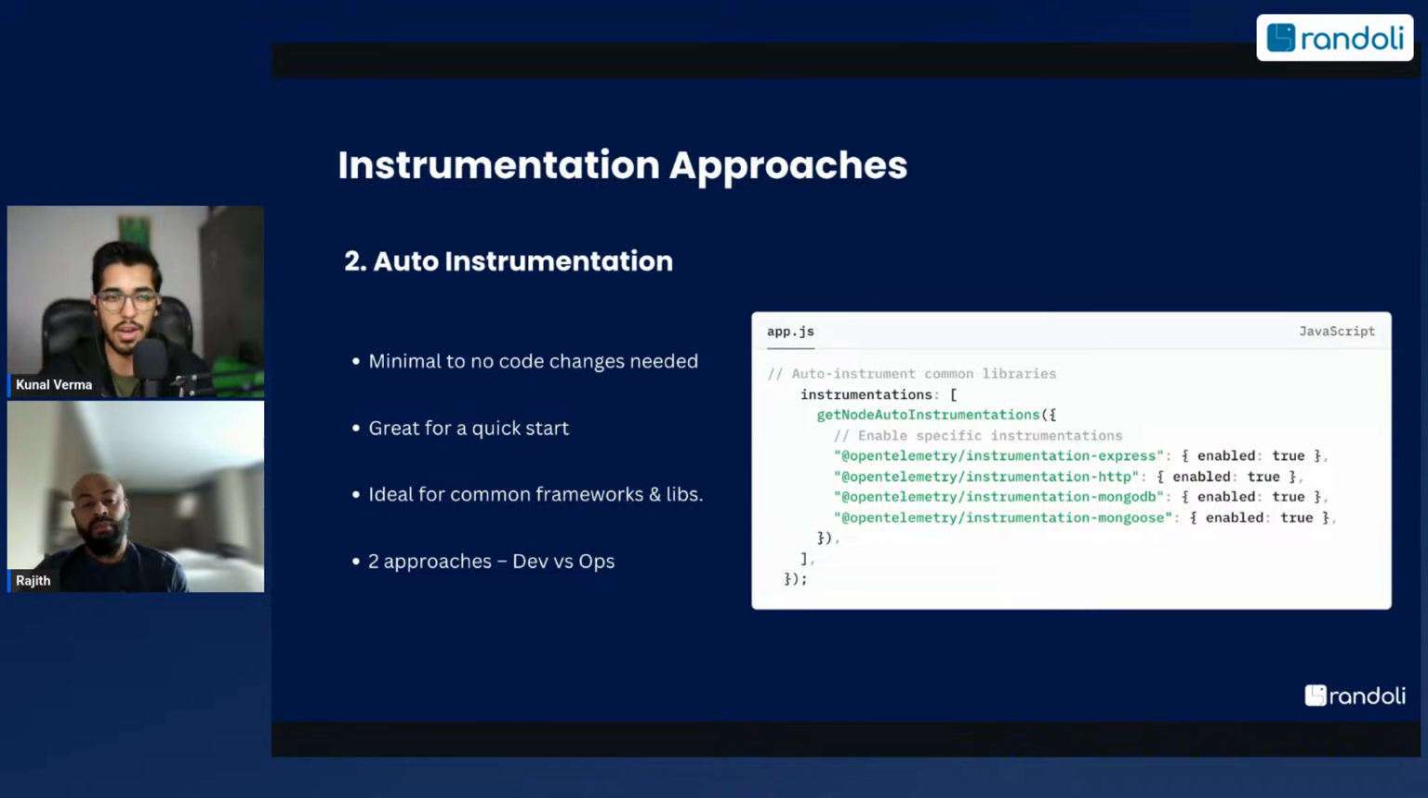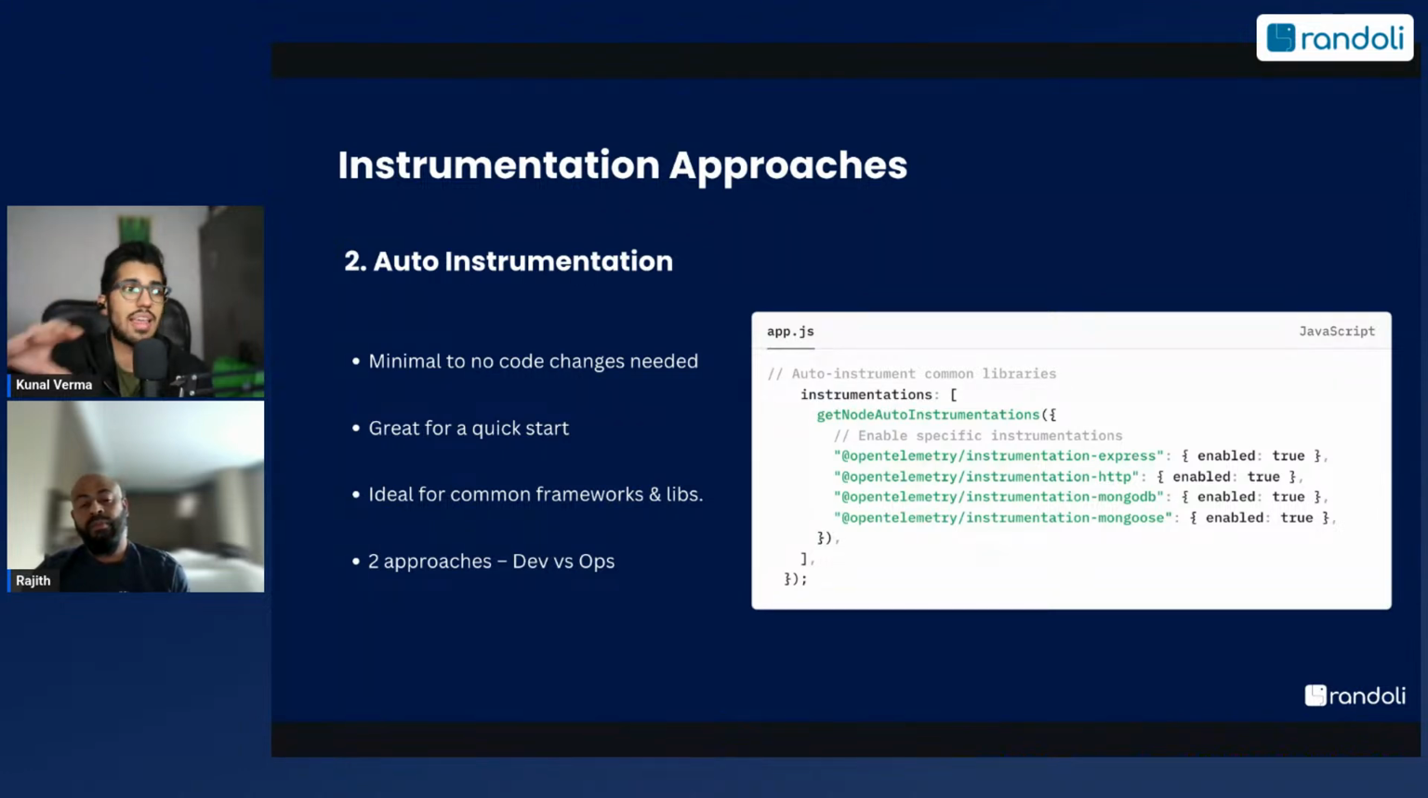The next approach, which a lot of people use and which is a great way to start, is auto instrumentation. It requires very minimal to no code changes. Here you can see an example. In auto instrumentation, you use the predefined SDKs and instrumentation libraries that OpenTelemetry provides, based on the language you're using. For example, in this case, we are auto instrumenting the very famous components of a Node.js application, which are Express, HTTP, MongoDB, and Mongoose. These are the common instrumentation libraries from OpenTelemetry.